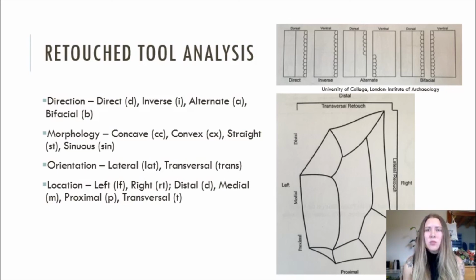Orientation indicates the point on the piece where the retouch takes place, such as lateral or along the side, or transversal, which would indicate retouching at the end portions. In addition to orientation, more precise locations should be given as well, indicating where exactly the retouch is presented, such as on the left, right, proximal, distal, etc. Morphology reflects the overall shape of the retouch. Much like flakes, it can be concave, convex, straight, or sinuous, which indicates change in direction or shape.